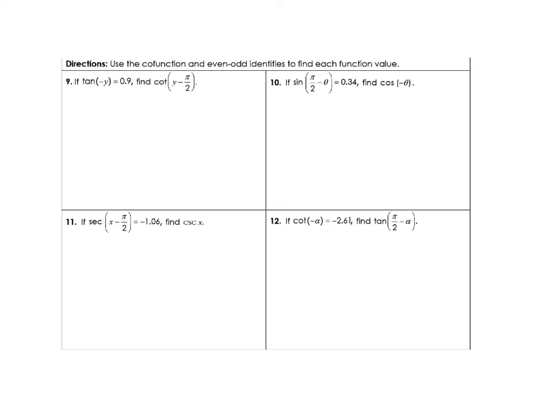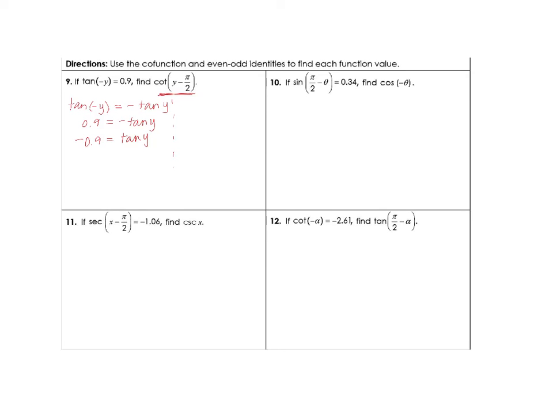Okay, now we're going to use our even and odd and cofunction identities. Now, the first thing that we're asked is to find cotangent of y minus pi over 2. And that looks like it might be a little bit backwards to what we need. So let's go ahead and figure out what we can do with this. I know that tangent of negative y is equal to negative tangent y. And so here I'm going to fill in with what we're given, equals negative tangent y. And so I have negative 0.9 is tangent of y.